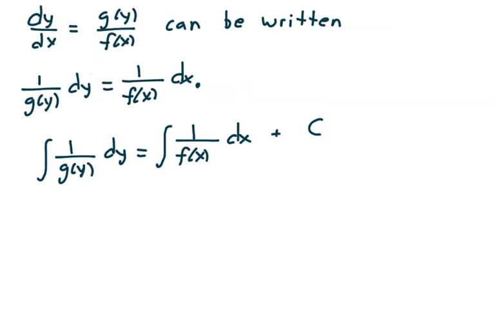If we're given dy/dx equals g of y over f of x, this differential equation can be written as 1 over g of y dy is the same as 1 over f of x dx. And then integrating both sides again, we have the integral of 1 over g of y dy is the same as the integral of 1 over f of x dx plus that constant c.